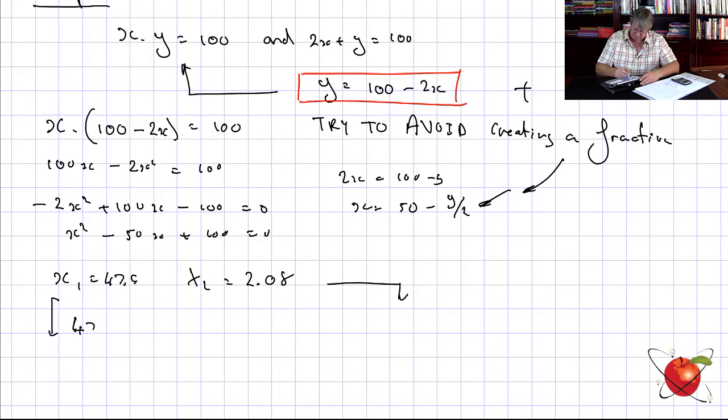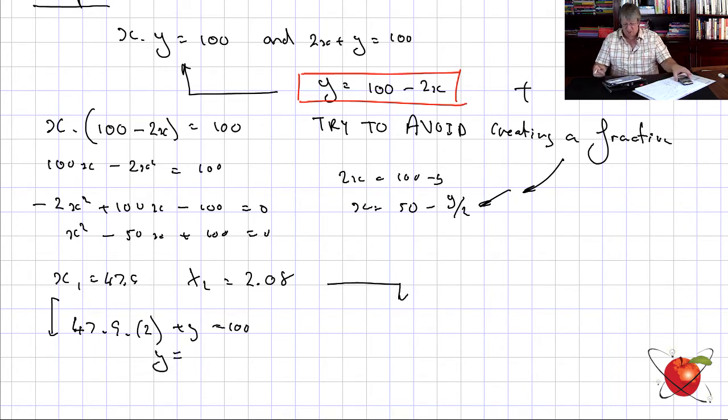47.9 times 2 plus y must equal 100. Therefore, y is going to be equal to 2 times 47.9, minus 100, which is equal to minus 4.2.